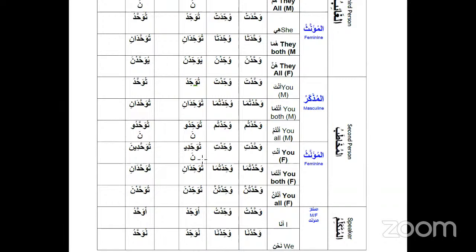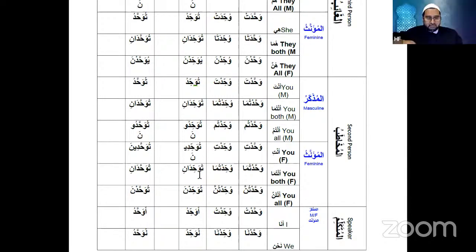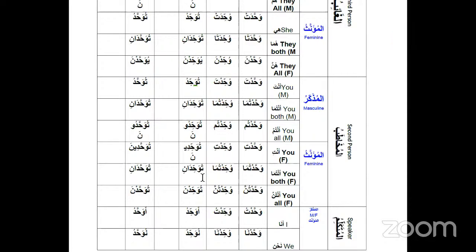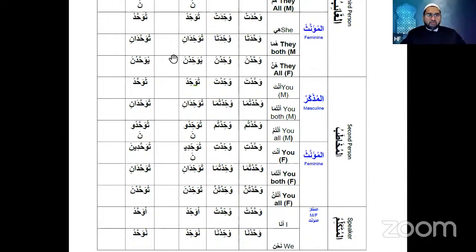The ta will be removed from the harf madari and the noon is also dropped. Correct. And then for the feminine dual, wahida, the noon is dropped. But in the feminine plural, the noon is not dropped. So it will be wahidna. Wahidna. Thank you ever so much for that. Okay, now let's go back.